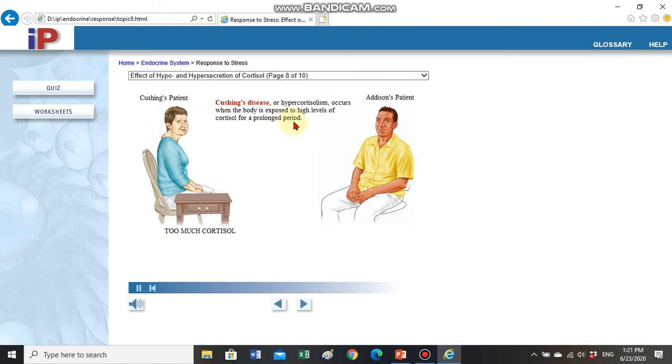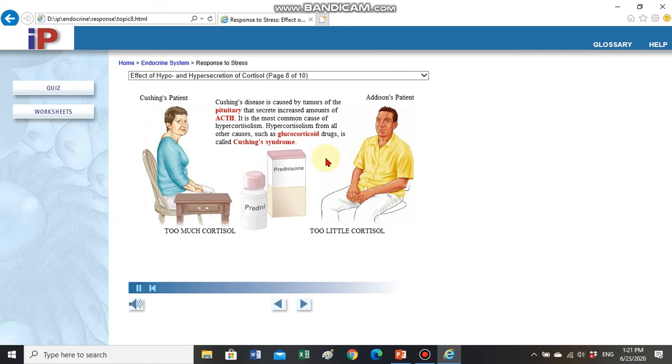Addison's disease, or primary adrenal insufficiency, occurs when the adrenal glands produce too little cortisol and too little aldosterone. Cushing's disease is caused by tumors of the pituitary that secrete increased amounts of ACTH. It is the most common cause of hypercortisolism. Hypercortisolism from all other causes, such as glucocorticoid drugs, is called Cushing's syndrome.